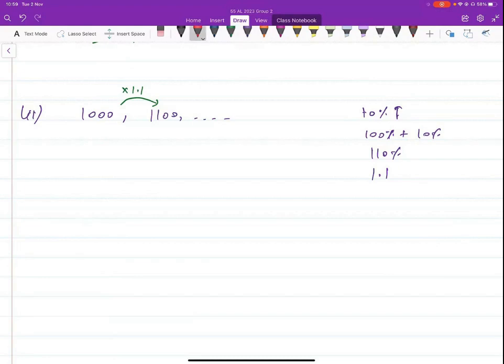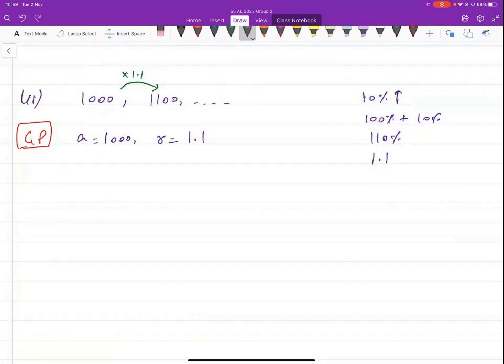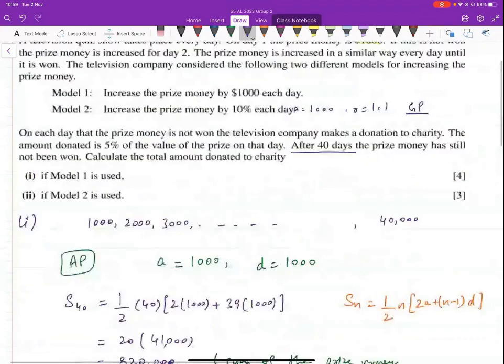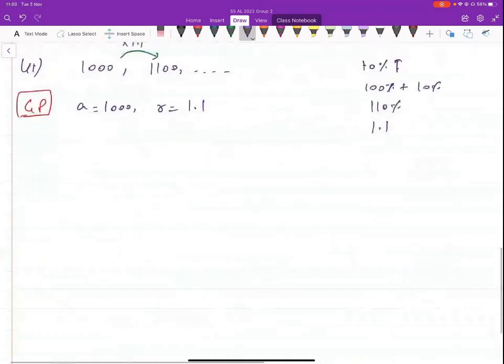So now this is a GP. This is a geometric progression because the ratio is constant. The first term of this GP is 1,000. The ratio is 1.1. And now again, we can calculate the sum of those 40 terms and then calculate 5% of that. So prize money का sum calculate कर ले. Because what are we looking for? 40 days के लिए, what is the total amount donated to charity, right? So we calculate the sum of the prize money for those 40 days, and then we can find 5% of that.